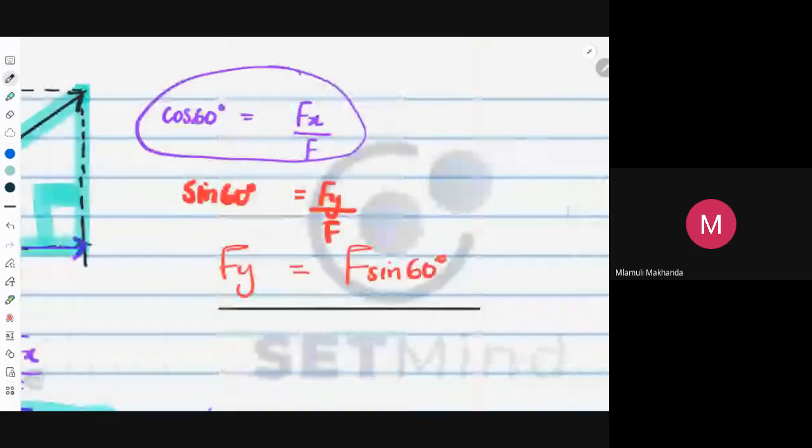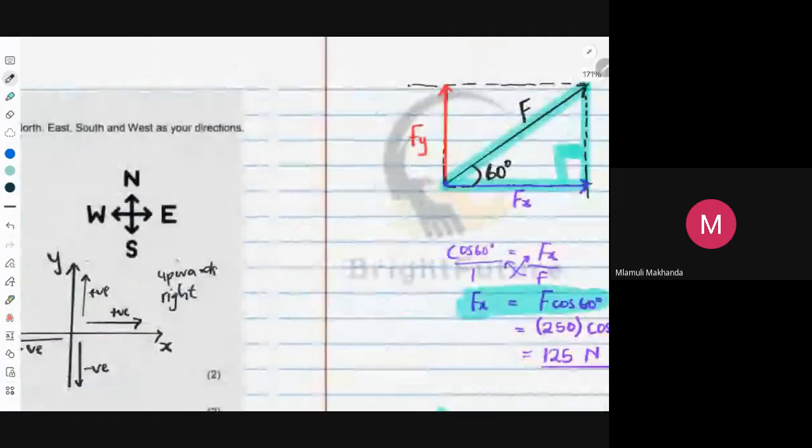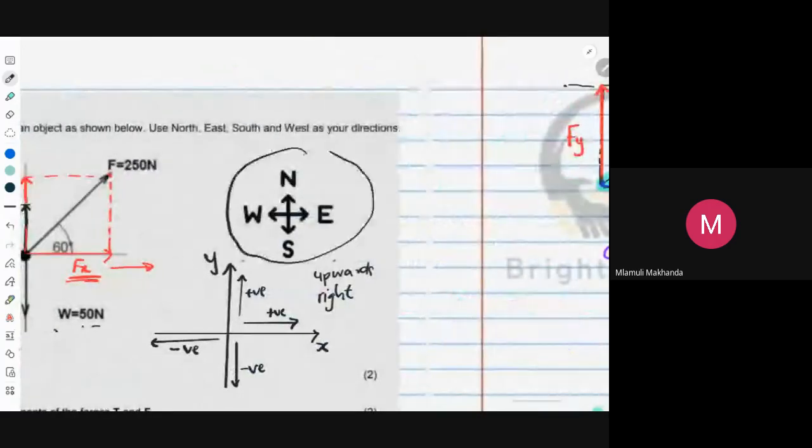I assume since they gave us this whole cardinal or compass, let's use these directions. Oh, even in the problem, yes, north, east, south, west. Let's use north, east, south, west as our directions. It's even stipulated there in the problem.